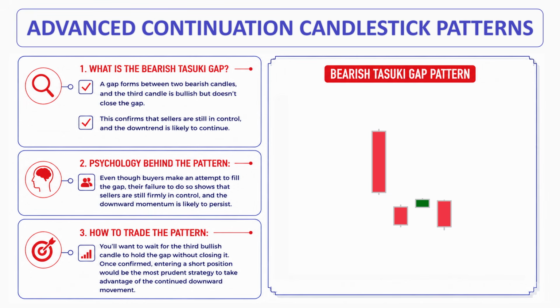The psychology behind this pattern is that even though buyers try to fill the gap, their failure to do so shows that sellers are still dominant. To trade the bearish Tasuki Gap, wait for the third bullish candle to hold the gap without closing it. Once confirmed, a short position may be considered to take advantage of the continued downward movement.